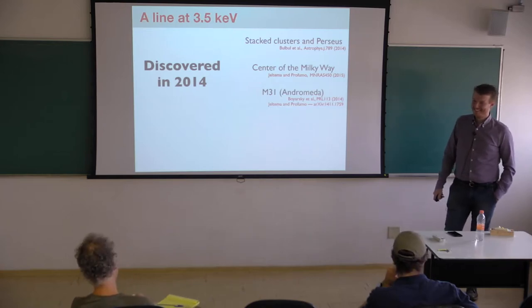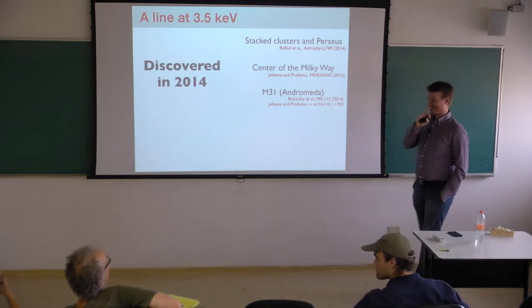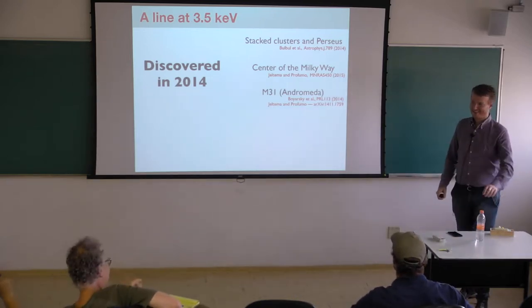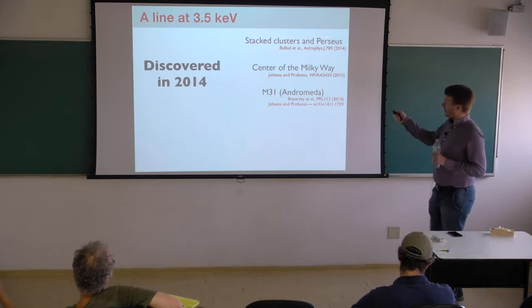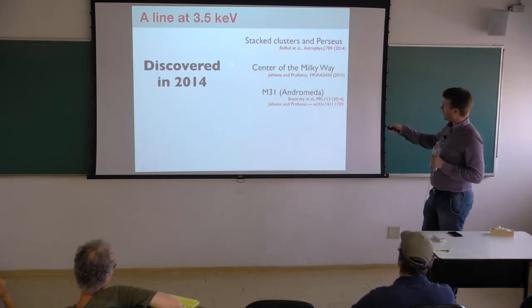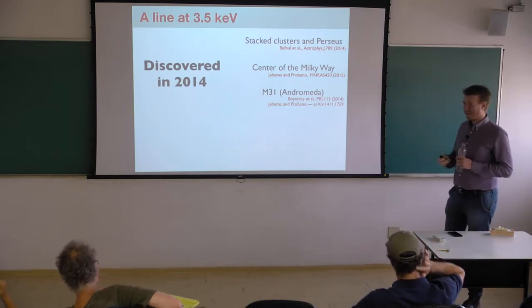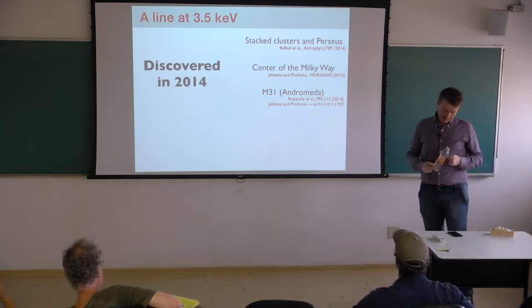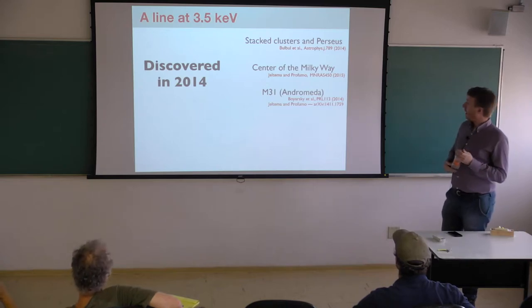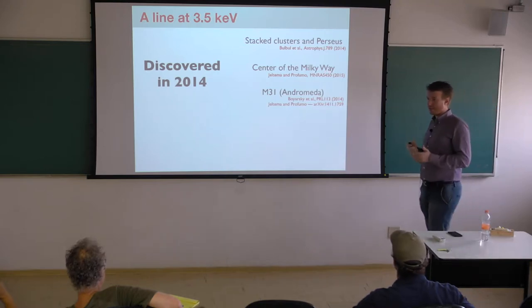A line was discovered. Now the interpretation of the line. The line is there, no questions. This line was discovered in 2014 by observing clusters of galaxies and by observing the center of the Milky Way. And M31, I think the discovery was not conclusive. Some groups found the line, some groups didn't. So let's not discuss M31. Let's just say that by looking at these environments, there was a line at 3.5 keV.